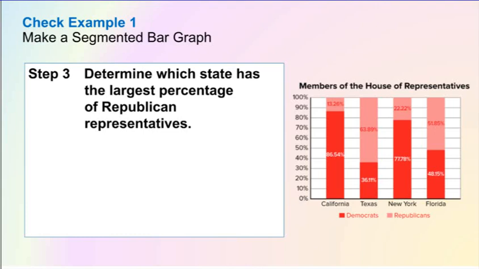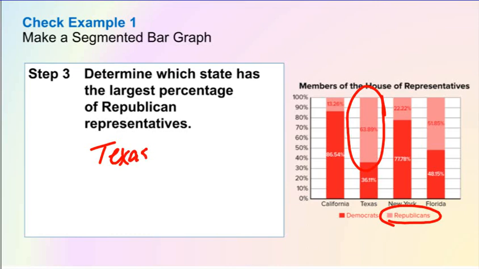Next question, determine which state has the largest percentage of Republican representatives. So the lighter red is Republicans. So lighter red would be right here, which would mean Texas has the most Republican representatives in the House.